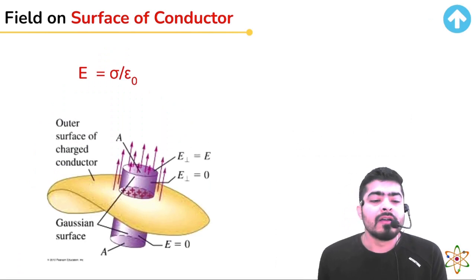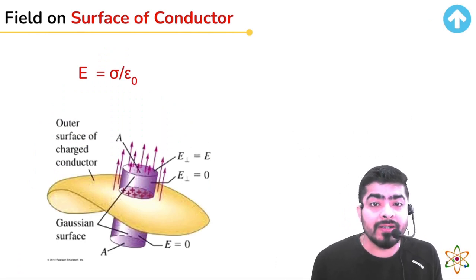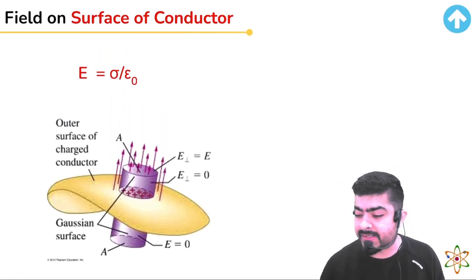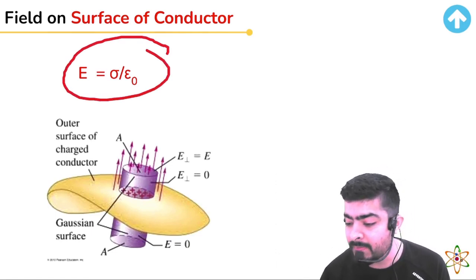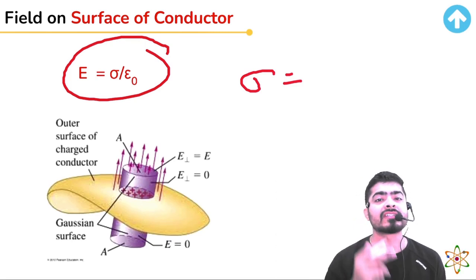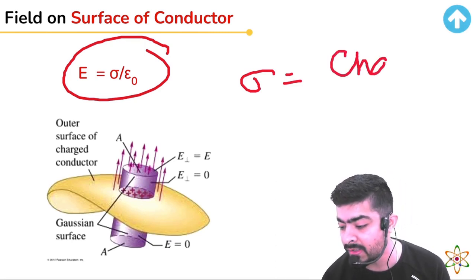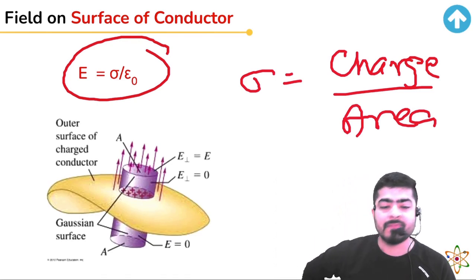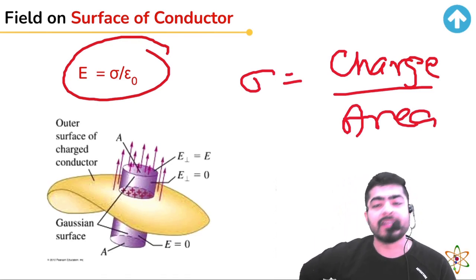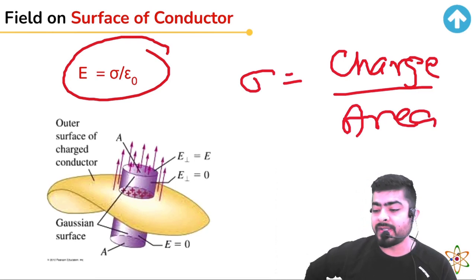So first of all, what is the field on the surface of conductor? Field on the surface of conductor is given by E equal to sigma by epsilon naught. Where sigma is the surface charge density, that is charge per unit area. All of you know this thing, right? Charge by area will be sigma. So sigma by epsilon naught gives me electric field.